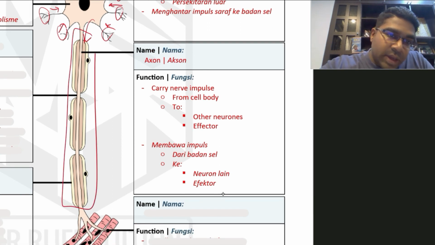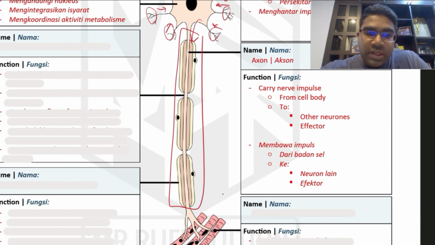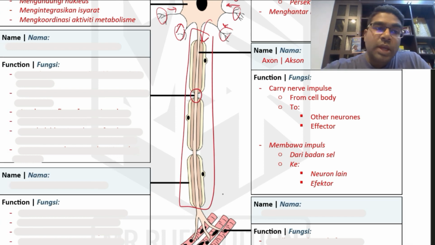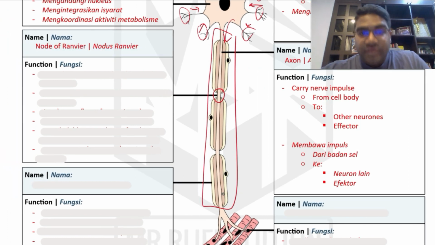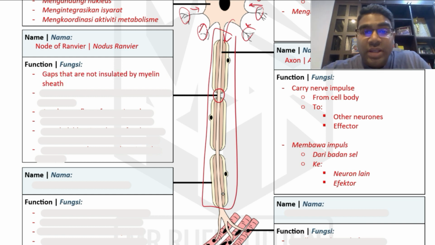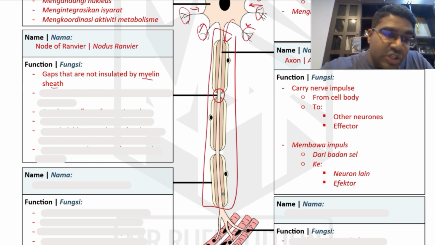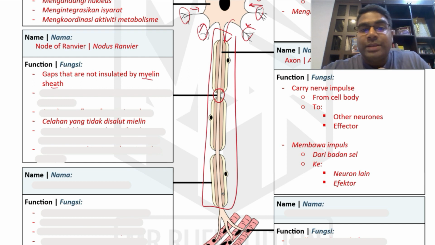Okay, so jika kita tengok axon ini ya, when we look at this axon, what we will see is, di tengah-tengah dia ada dua benda di sini ya. There's two things here. Nombor satu ada celah. There is a gap. So ada nama istimewa bagi celah ini. This is the node of Ranvier. Nodus Ranvier. So apa nodus ini? What is this? Alright, this is a gap that is not insulated by myelin sheath. Ini adalah celah yang tidak diinsulasi, yang tidak mempunyai penebat yang tidak disalut myelin. Okay, nanti kita akan tengoklah apa itu salut myelin. Later we will see what is the myelin sheath.